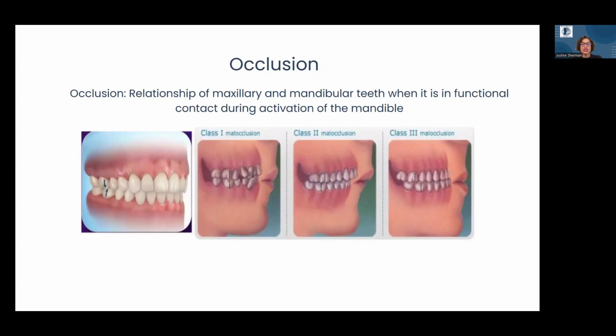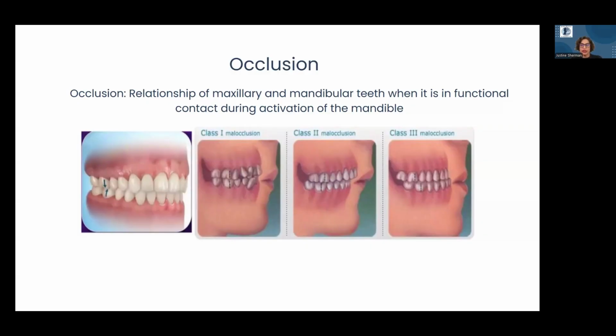If we go to a class 2 occlusion, which we often call an overbite or retrognathic jaw, the upper first molar sits forward relative to that lower first molar. So the lower jaw appears retruded and the upper teeth appear protruded. And in layman's terms, people call that an overbite.